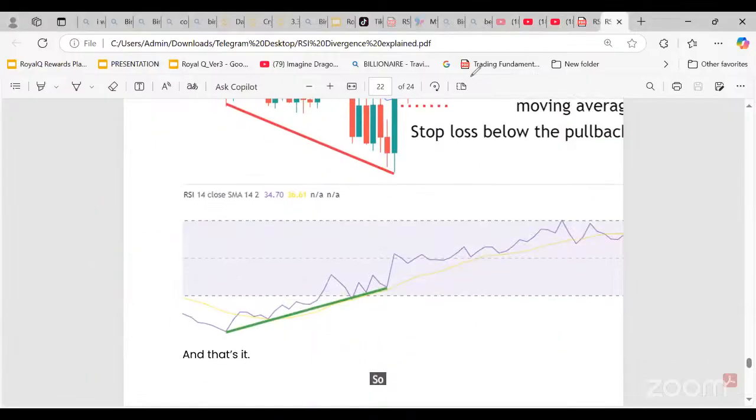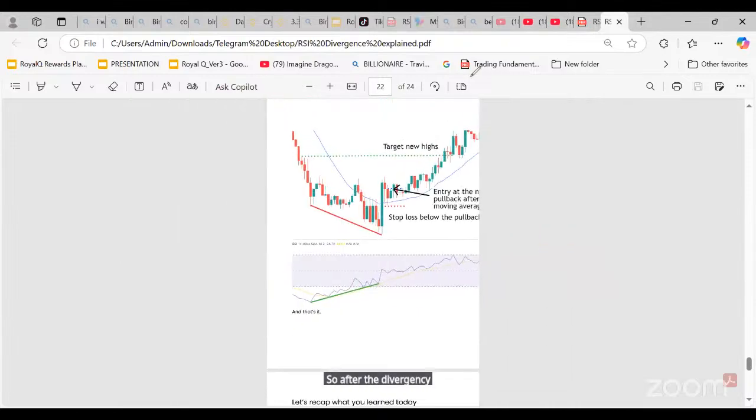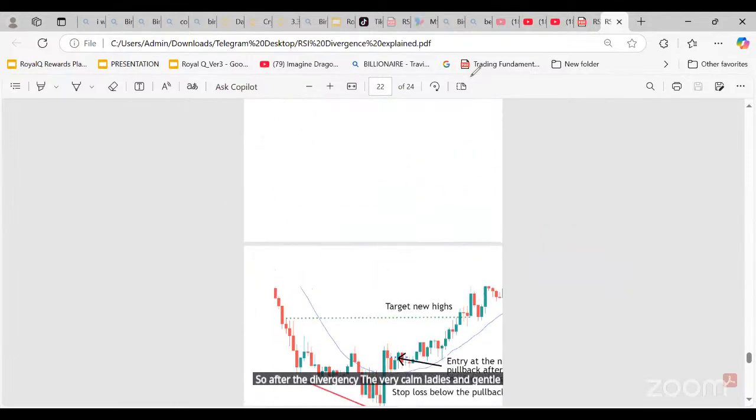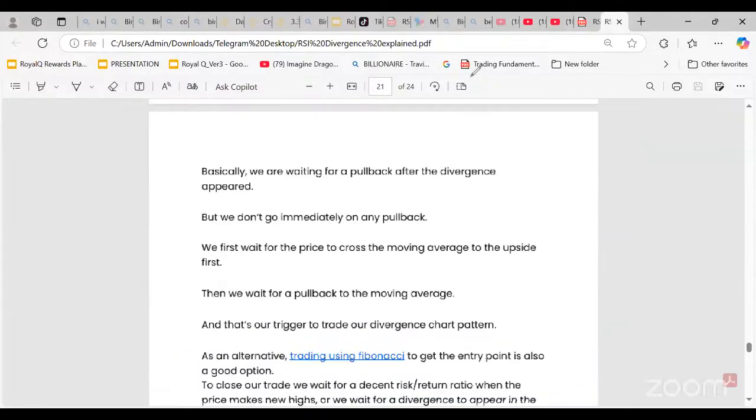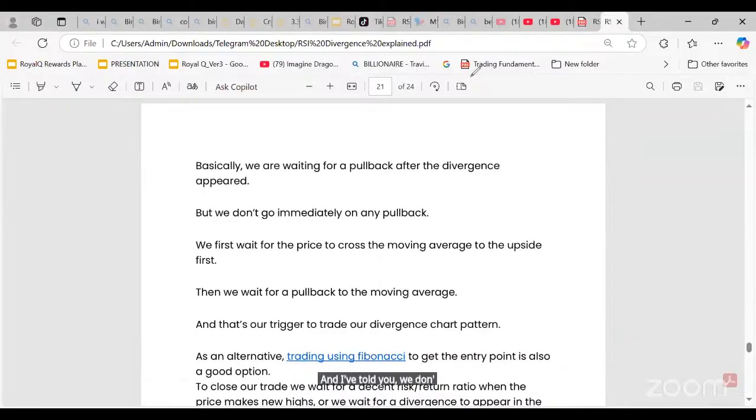So after the divergence, be very calm, ladies and gentlemen. Wait for the pullback. That's what I've explained here. And I've told you we don't go immediately on any pullback. We wait for the price to cross the moving average to the upside. Then wait for the pullback to the moving average. That's the trigger to trade our divergence pattern.